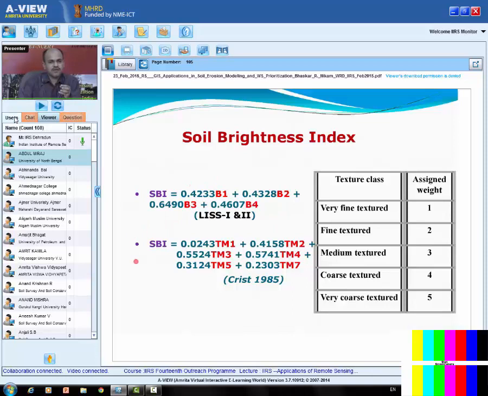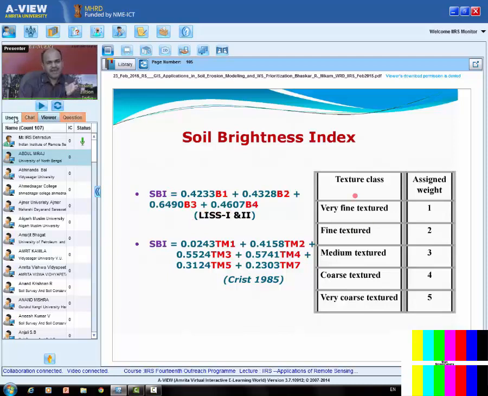LISS 1 or LISS 2 data, and this is the equation to calculate soil barrenness using Thematic Mapper data. These are empirical kind of equations. You can find these equations for whatever sensor you are using, and if soil is exposed, obviously the brightness value whatever you are getting out of this equation will be high, and you have to give higher weightage.